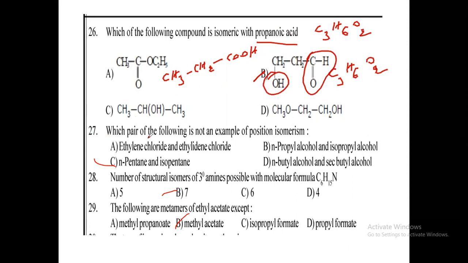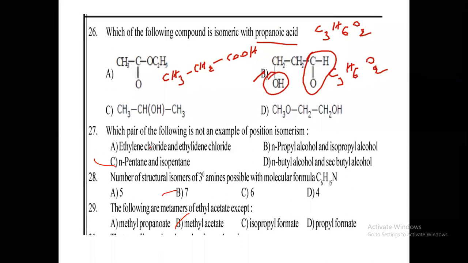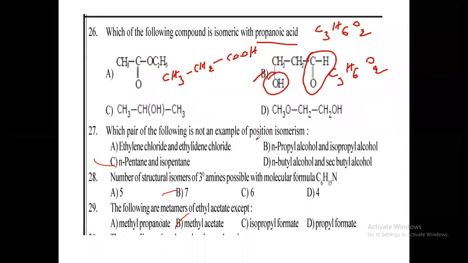Next, which pair of the following is not an example of position isomerism? Here n-pentane and isopentane. These two are examples of what? Chain isomers. They are chain isomers but not position isomers. These are chain isomers. Okay.